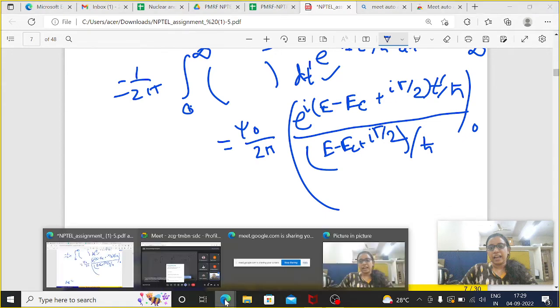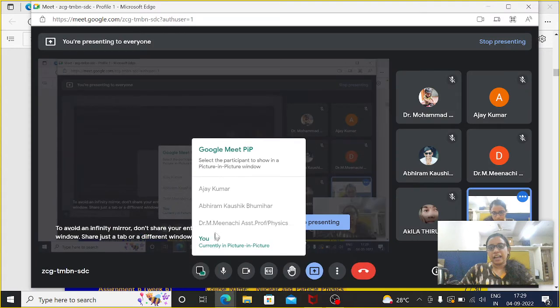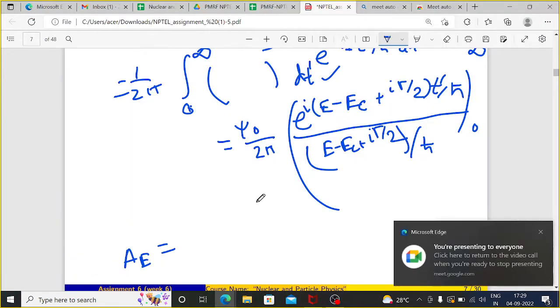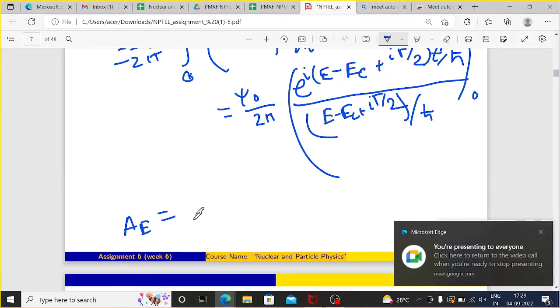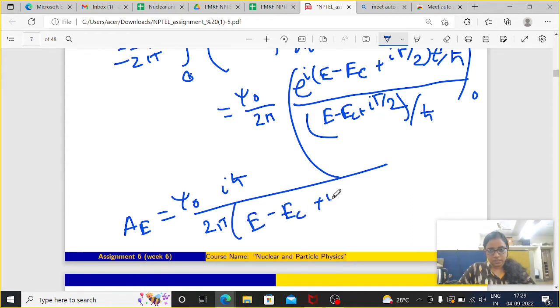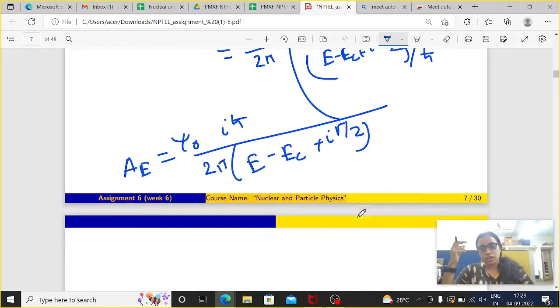After putting all the values, A(E) will be psi 0 i h bar divided by 2 pi (E minus EC plus i gamma by 2). This is the expression for A(E). It's a very simple calculation; if you go through any nuclear and particle physics book, you can find the expression. So this is A(E).